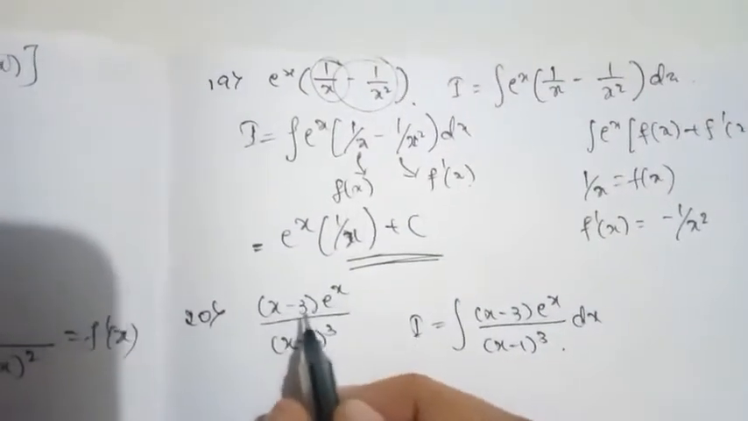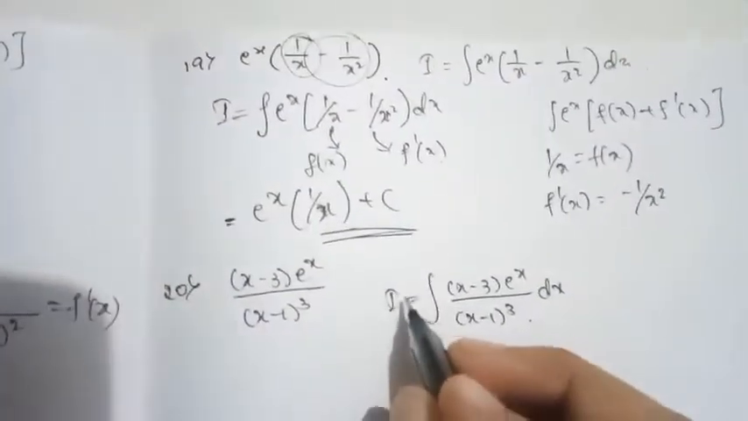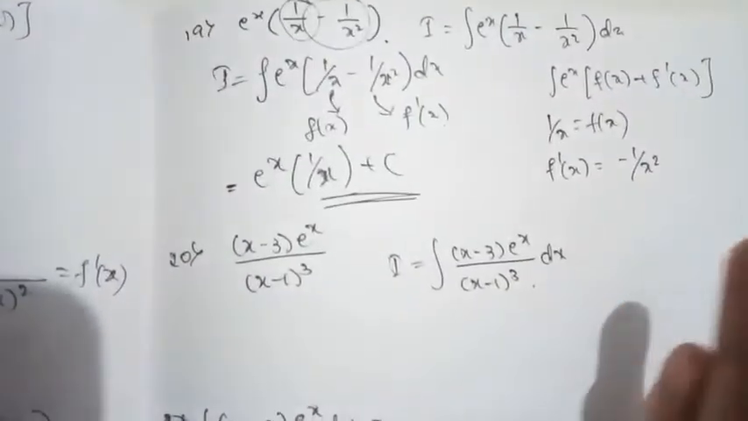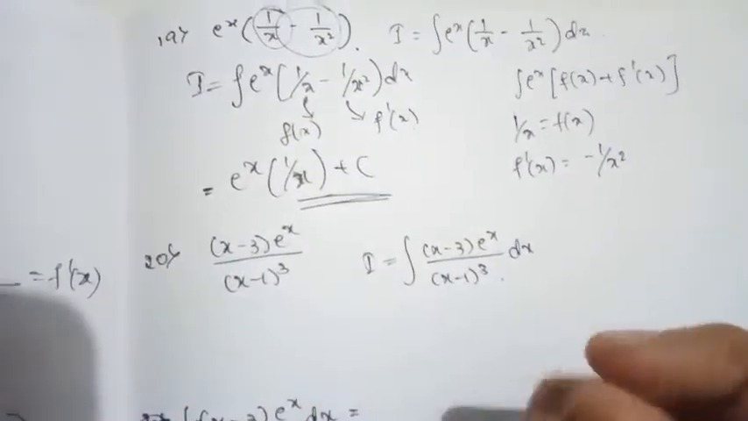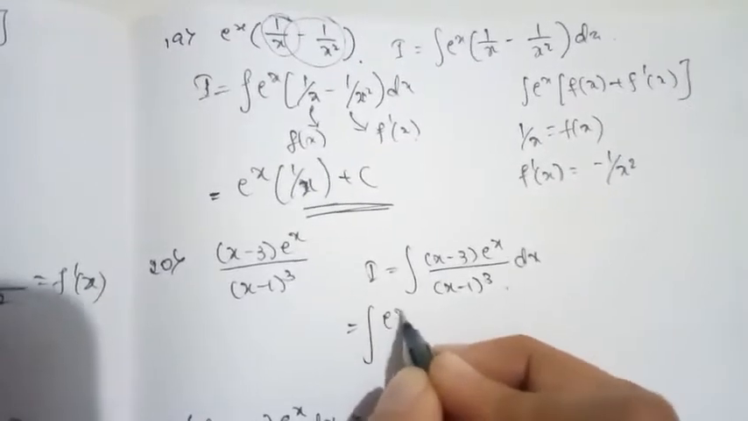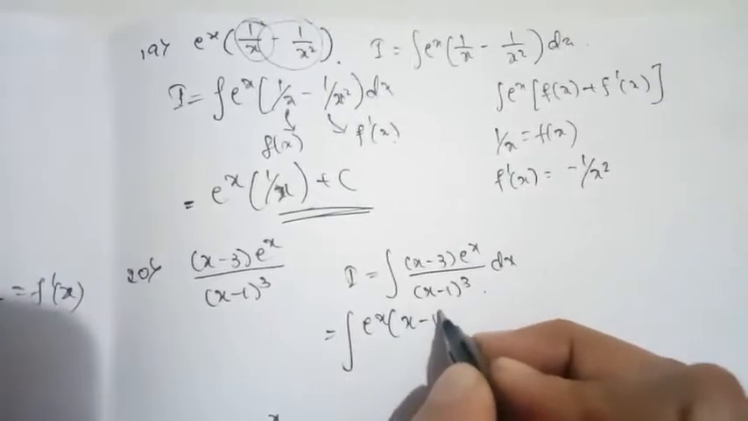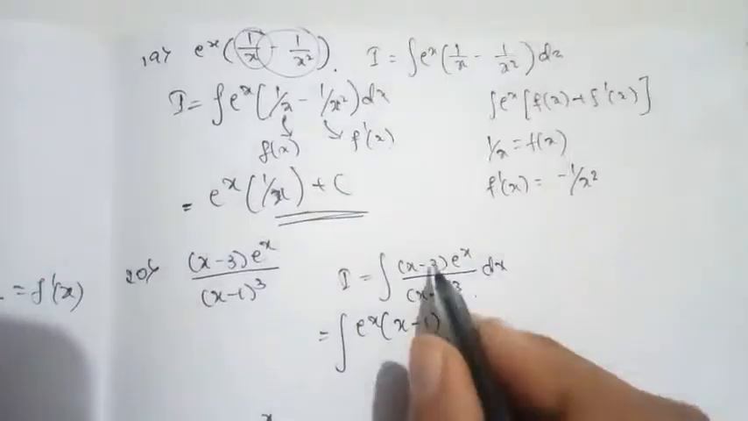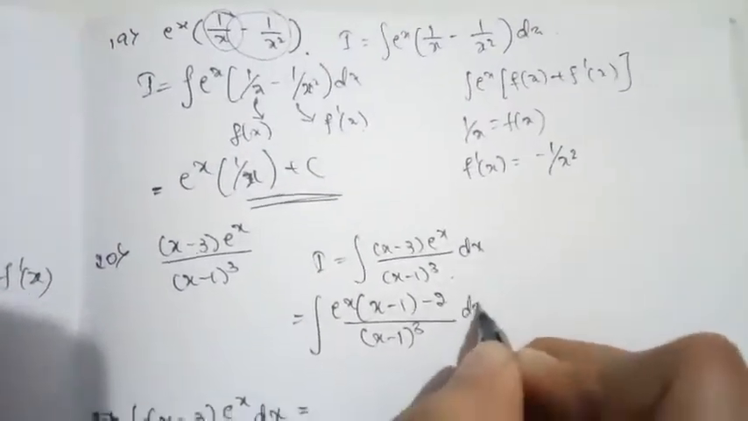The next question is (x minus 3) e^x divided by (x minus 3) whole cube. First thing is that I am taking that one as equal to I. Again we need to recognize that this question is in this format itself. The recognition part is again a bit difficult. So here what I am doing is integration of e^x, and I am splitting this minus 3. How I am splitting is x minus 1 minus 2. Minus 1 minus 2 is again minus 3, divided by (x minus 1) whole cube, dx.